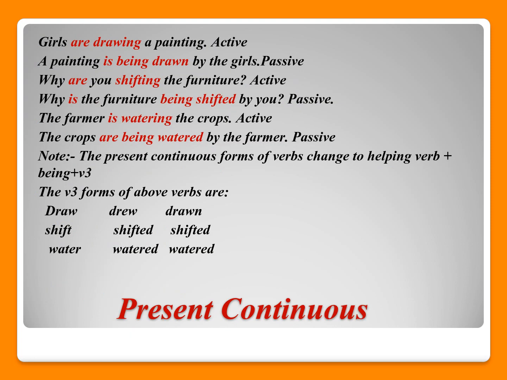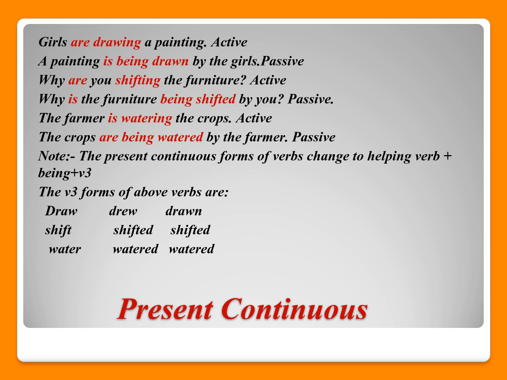Now let us see the present continuous form of sentences. Girls are drawing a painting. Now this is ing form, and as I had told you before, whenever there is an ing form in active voice, we have to add a being in between the helping verb and verb third form. So let us see. A painting is the object which is shifted to the first place. A painting is the helping verb. Being, because it is ing form. Drawn, this is the verb third form. A painting is being drawn by the girls.